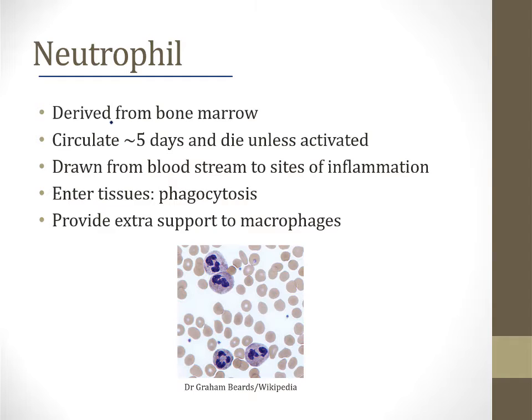Now let's talk about neutrophils, because these are very important cells for acute inflammation. These cells come from the bone marrow and they circulate in the bloodstream for about 5 days, and then they die through apoptosis unless they become activated. If they are activated by some of those inflammatory mediators, then they can be drawn from the bloodstream to sites of inflammation, and once they get there, they can perform phagocytosis. So even though macrophages can perform phagocytosis, one of the most important things macrophages do actually is not phagocytosis, but it's to call in neutrophils. Neutrophils are like the on-call team for inflammation, and they will rush to tissue sites and provide extra support in terms of phagocytosis when there is dead tissue or some sort of pathogen.